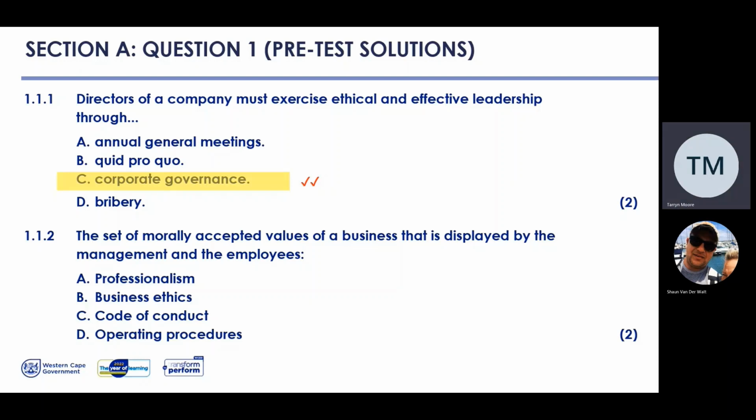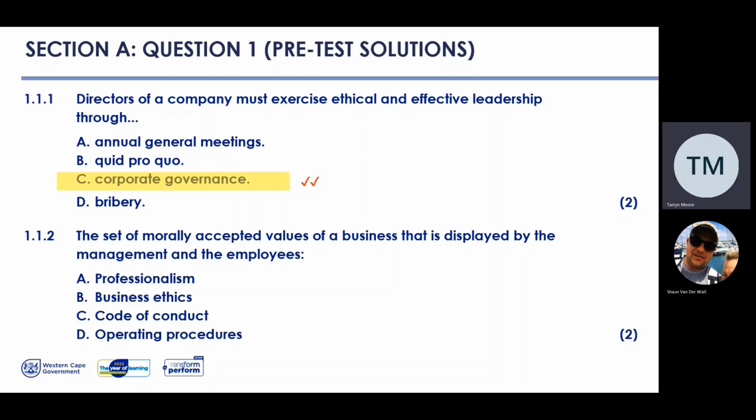1.1.2. Again, I'm looking at the word that pops out, the set of morally accepted values of a business that is displayed by the management and the employees. Now, this becomes very, very important because when we look at a set of morally accepted values, the first thing that should come to mind is values, values of a business. Who displays what? And in this case, they're asking for management and the employees that function within that business.